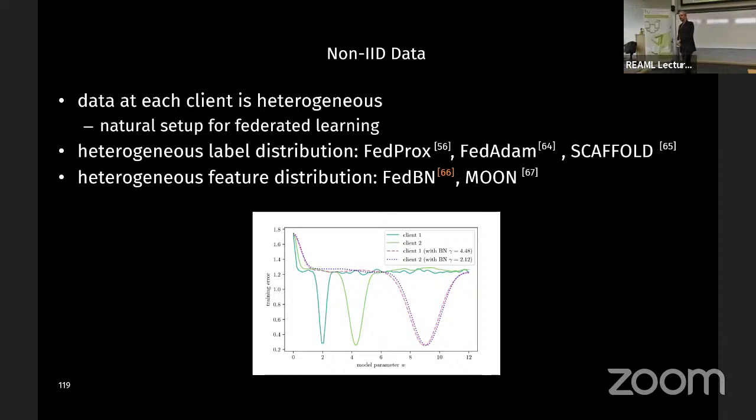That's very nice. For heterogeneous feature distributions, there are 2 approaches, Moon and FedBN. In FedBN, you use the batch normalization of neural networks to homogenize local data sets. And that also is simple, but works very, very well.